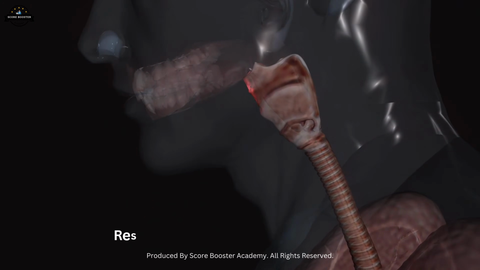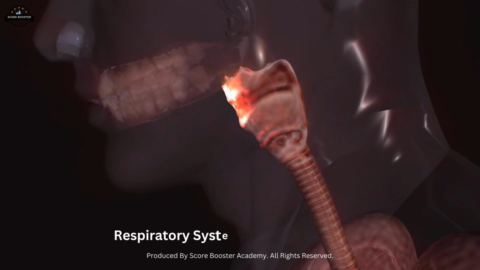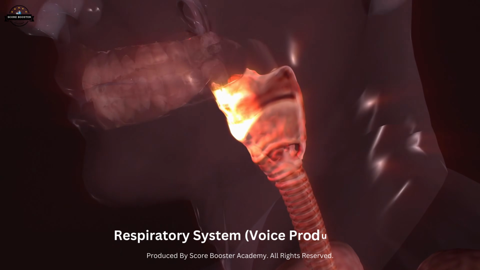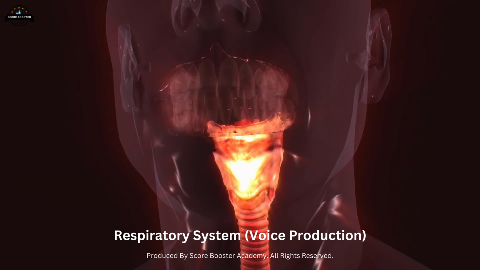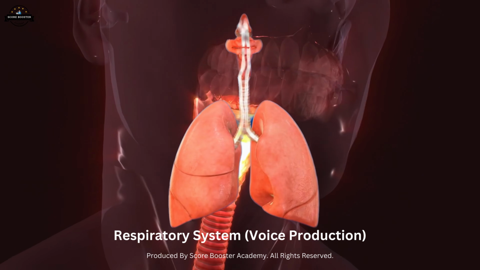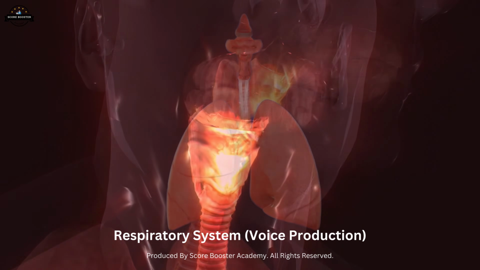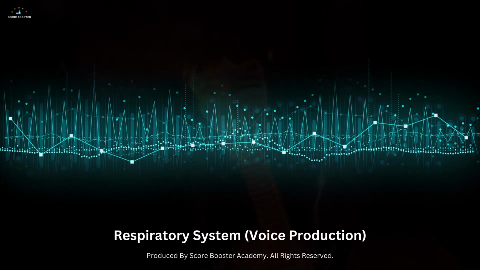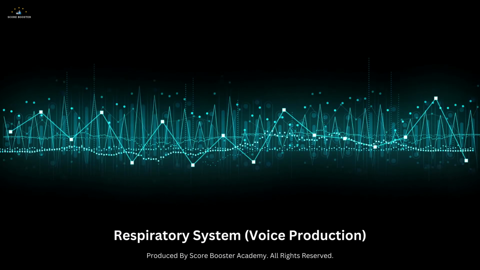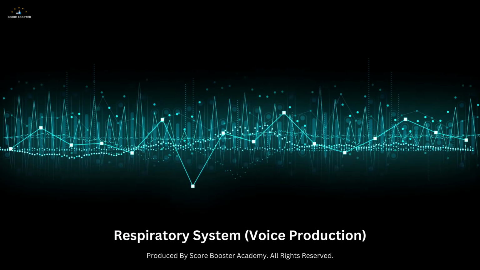Voice production. The respiratory system is intimately involved in the production of sound and our ability to speak. The vocal cords, located within the larynx, vibrate as air passes through them during exhalation. By controlling the tension and length of the vocal cords, we can create a wide range of pitches and tones, allowing for complex speech and communication.